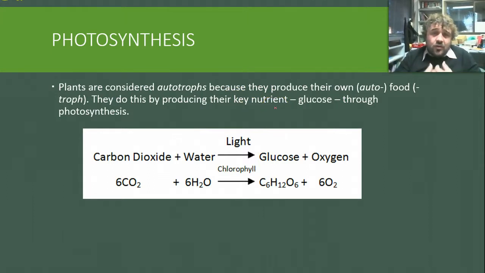Basically, we call plants autotrophs because they produce their own food. Autotroph means self-feeding. They do this by producing the key nutrient glucose through photosynthesis. So they use photosynthesis to make glucose and the oxygen, which we are so grateful for.